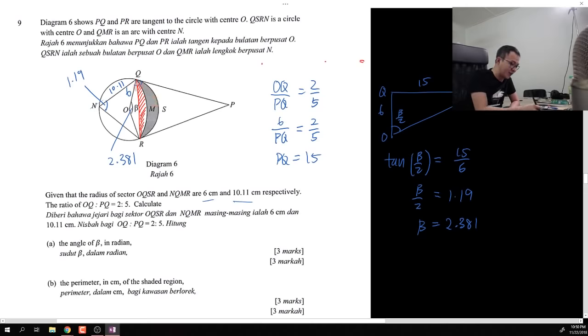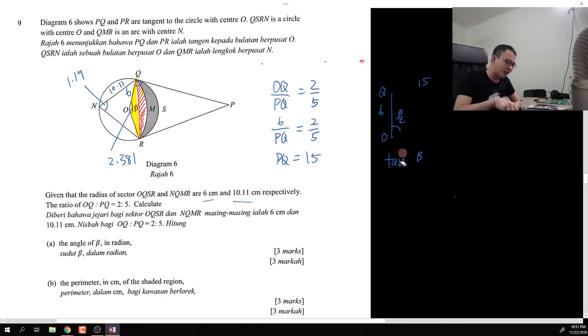Alright, so first thing is we find the area of segment, and then we need to find the area of triangle here. And then I will use the sector OQSR to minus the area of segment, which is the red color shaded region, and the yellow color area of triangle. Then I can get M. Alright, this is the whole logic over here.